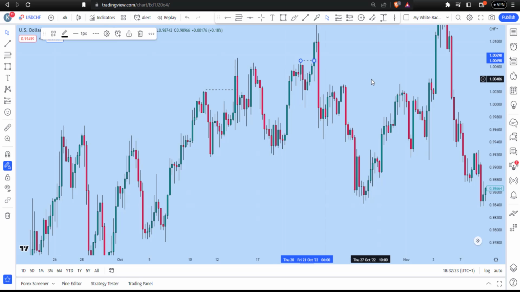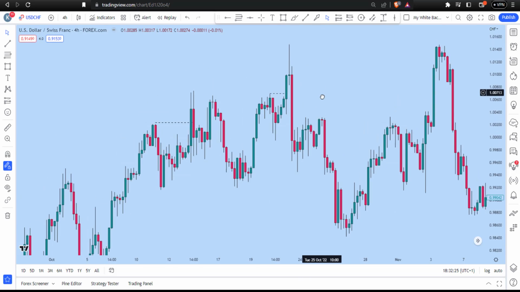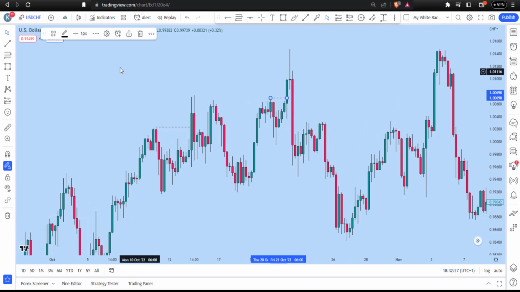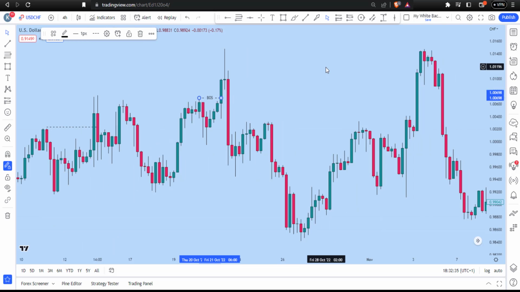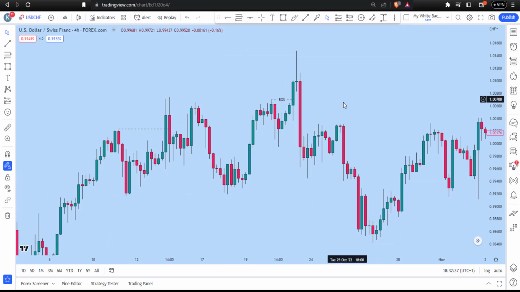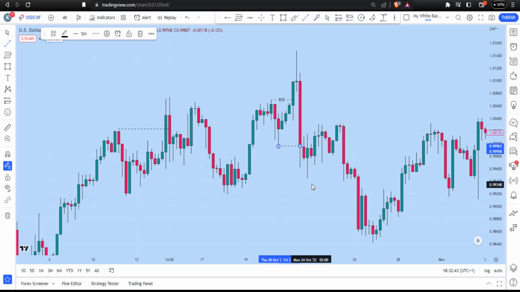Let me just expand it a bit so you can see what I'm saying. If you see this break of structure, you are probably going to see that price has actually broken above this level, and then this is it. It is almost like a fake breakout. You can see it here, expanding it a bit, and then all of a sudden price crashed down, taking liquidity on both sides. Price crashed down.